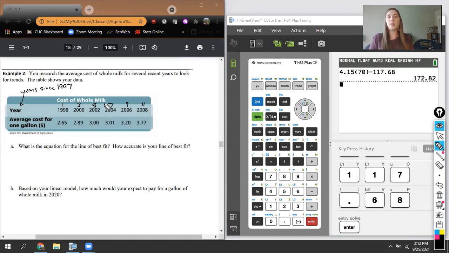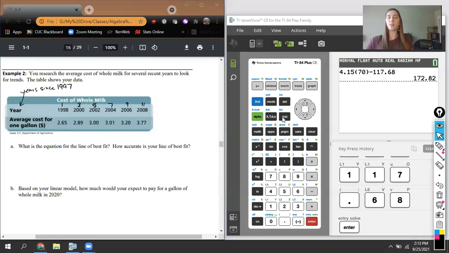So we're going to use these X values instead of the years, just because it gives us a little bit nicer of an equation and we don't have to deal with such big numbers. And then the average cost for 1 gallon of milk, we can leave that as is. And so let's go ahead and plug these numbers into our calculator.